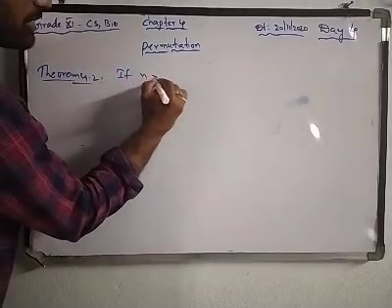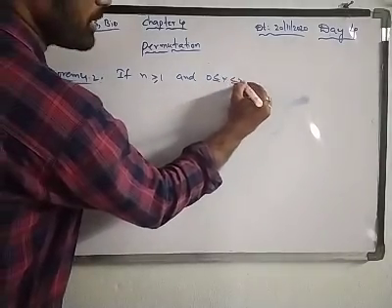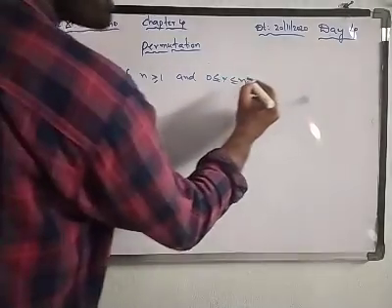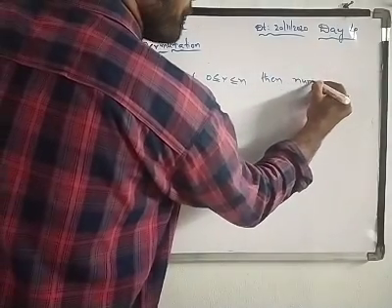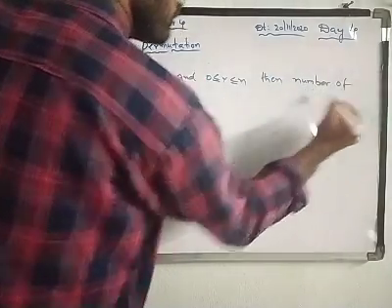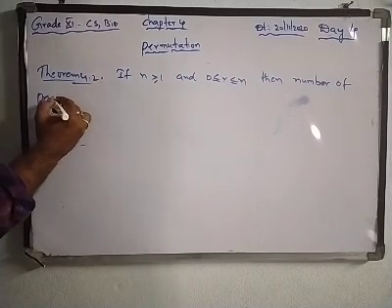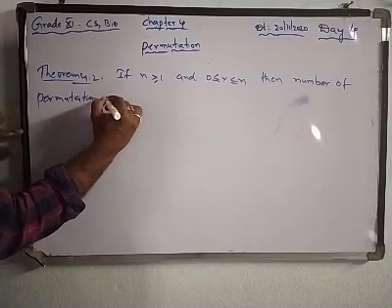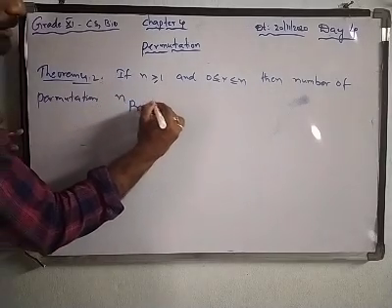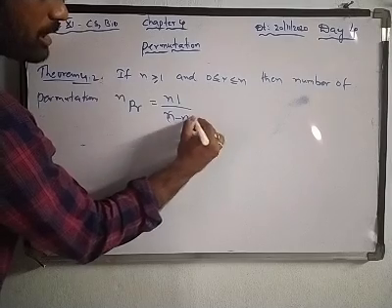If n is greater than or equal to 1 and 0 is less than or equal to r, which is less than or equal to n, then the number of permutations nPr is given as n factorial by n minus r factorial.